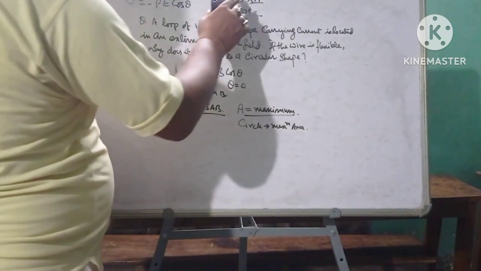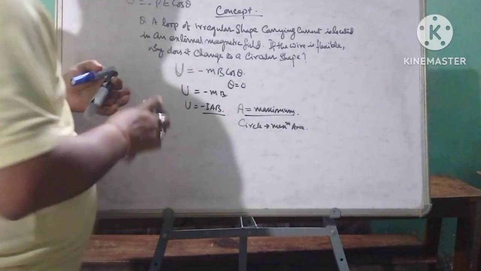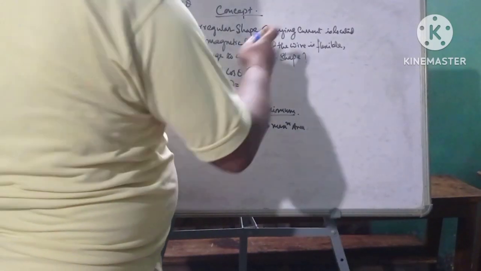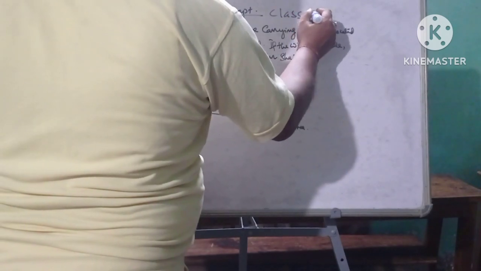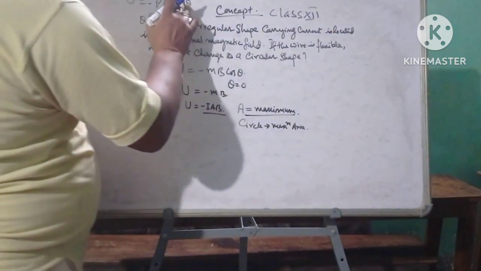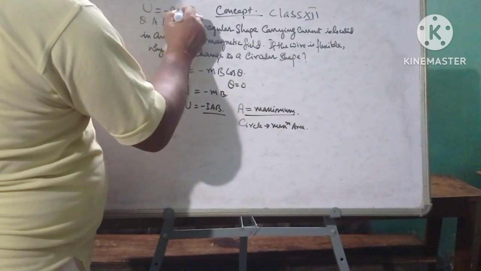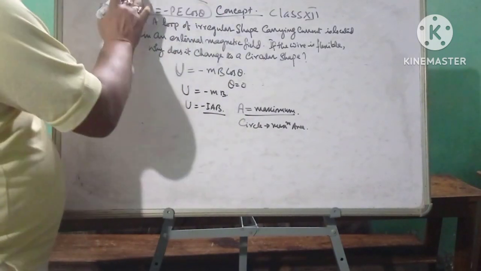So this is for your class 12, and your U is equal to minus PE cos theta. This is for your electric field.